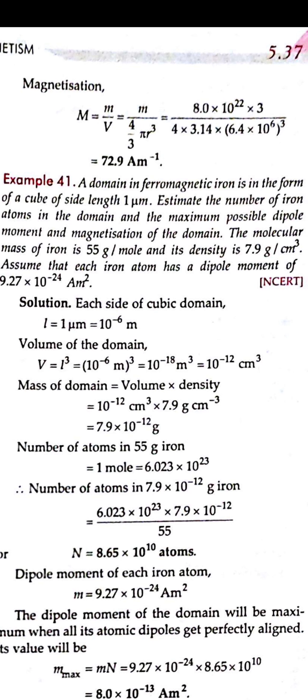So we can find the volume by side cube. I'm putting the value of L as 10 to the power minus 6 meter. So we'll be putting this value and we can get the volume. And by taking m upon volume, we can find out the magnetization of that domain also. So the value of m, how can we take it out? Because m is given by dipole moment, right? Dipole moment can be found with the help of the number of turns also. The first thing we have to find is the number of iron atoms in the domain.